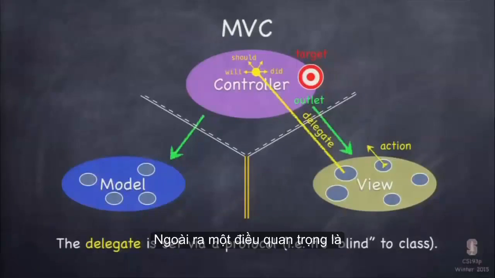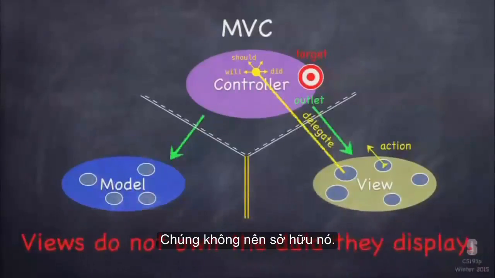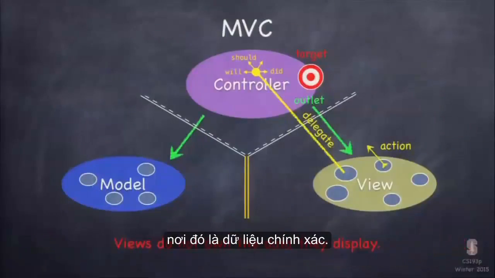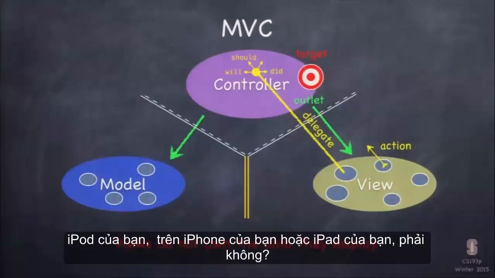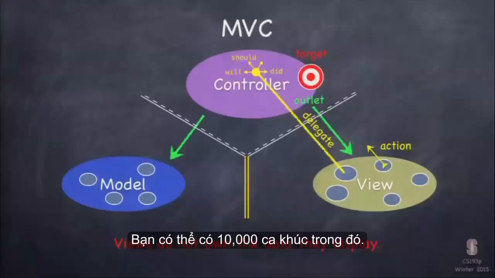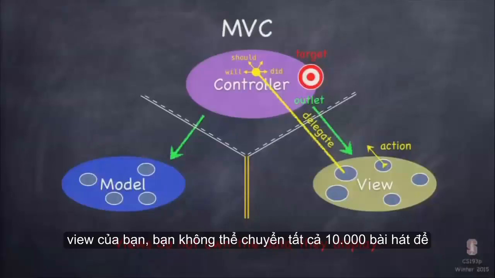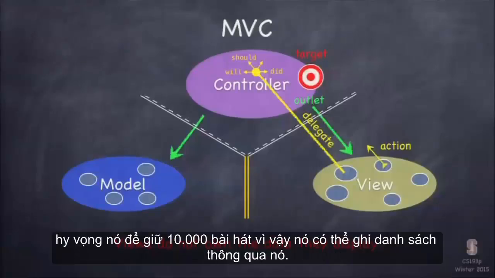Also, another important thing is that views should not own the data that they're displaying. They should not own it. In other words, it shouldn't be a property inside of them where that's the truth of that data. And the easiest example for this is all the songs in your iPod on your iPhone or your iPad, right? You might have 10,000 songs in there. So if you have some kind of generic list view in your view, you can't transfer all 10,000 songs to its instance variables and expect it to hold 10,000 songs so it can list through it.